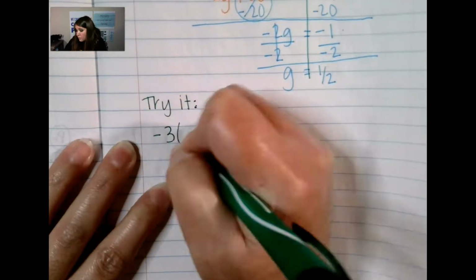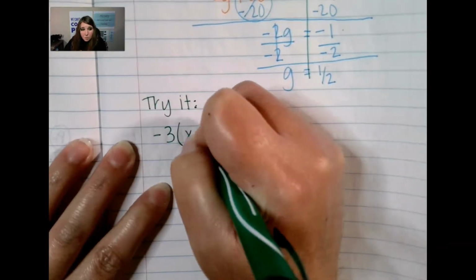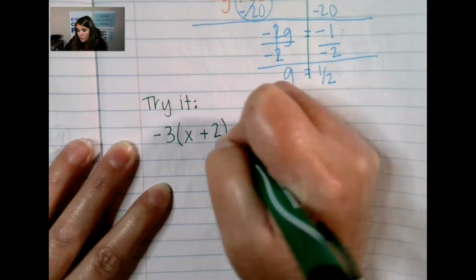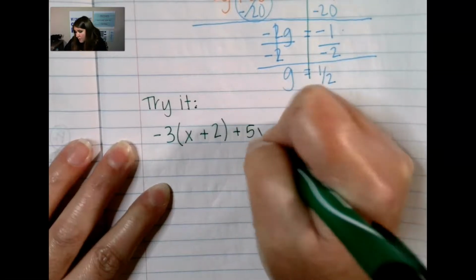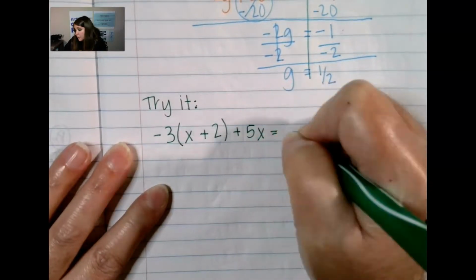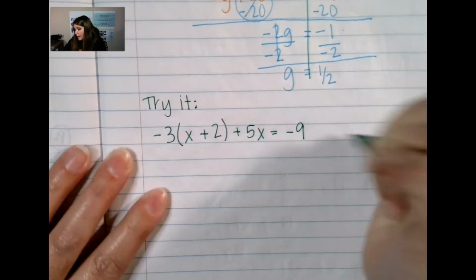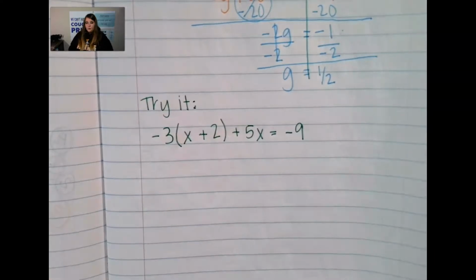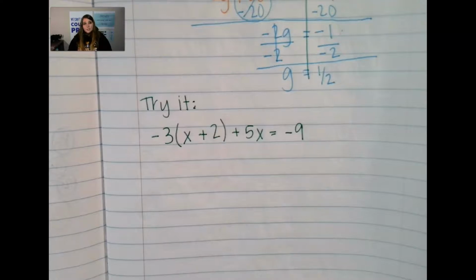-3 groups of x plus 2, plus 5x equals -9. All right, hit pause so you don't hear me solving. And then when you're ready, come on back and let's check your understanding. All right, so hit pause because I'm going to start solving right now.